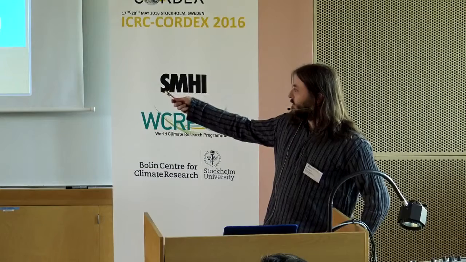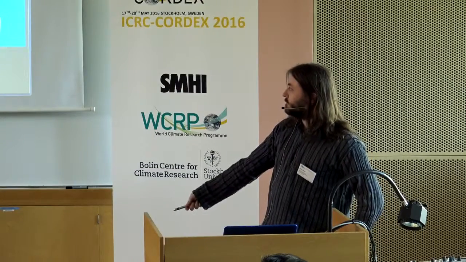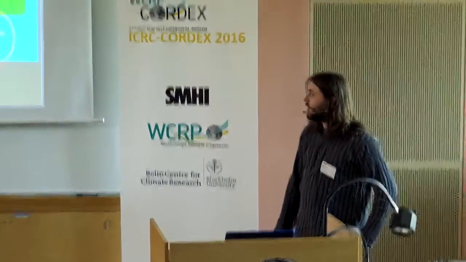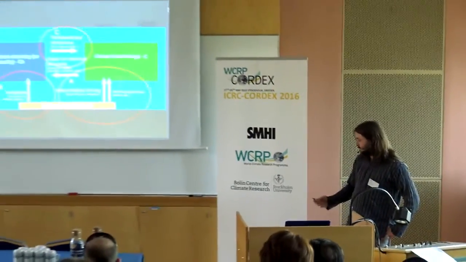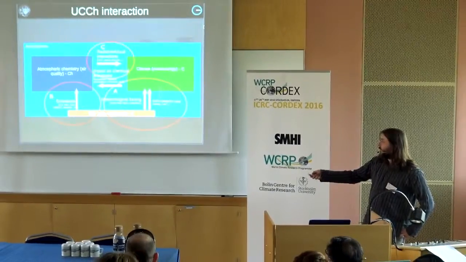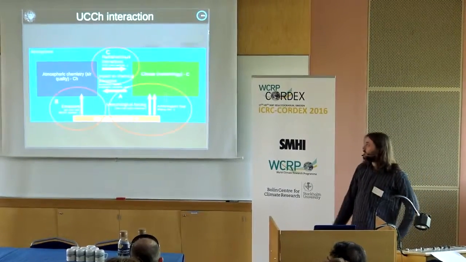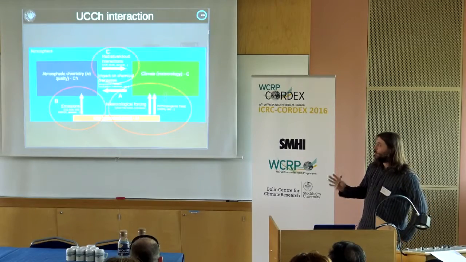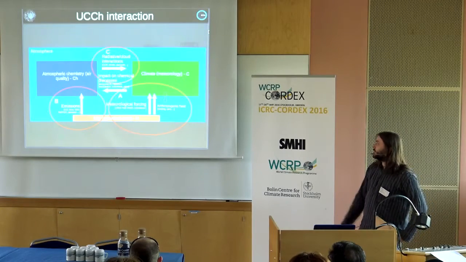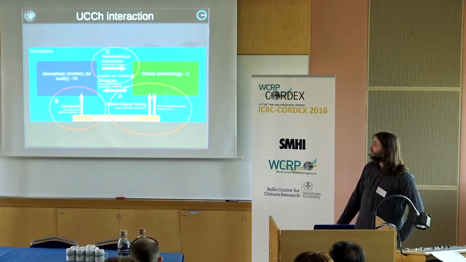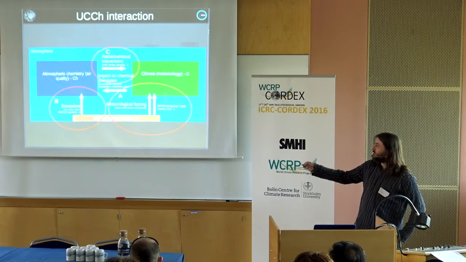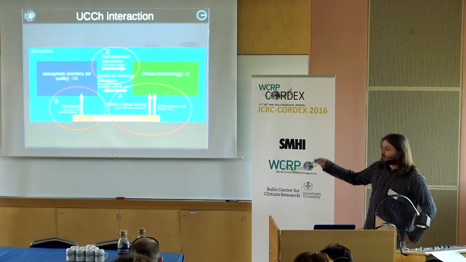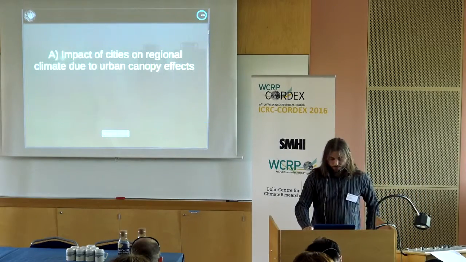The first one is the direct effect on meteorology through the urban heat island effect that we already saw. The second one is the influence on air quality or atmospheric chemistry due to urban emissions. And the third one, a small one but probably important, is the effect of the changed atmospheric chemistry on the climate back through radiative interactions.